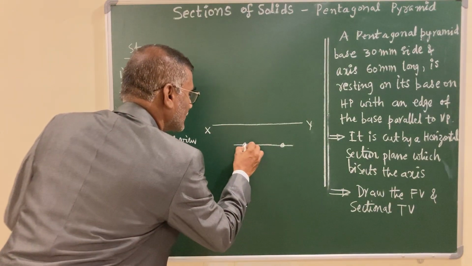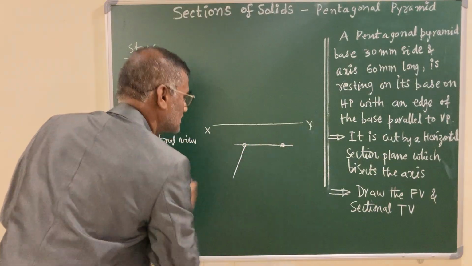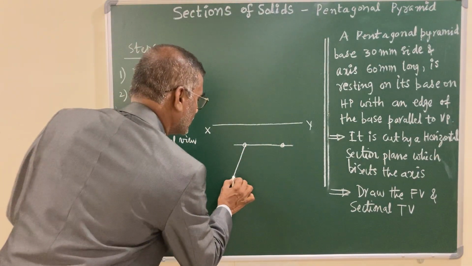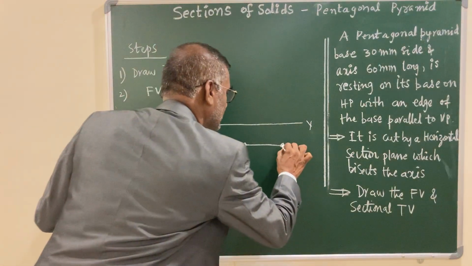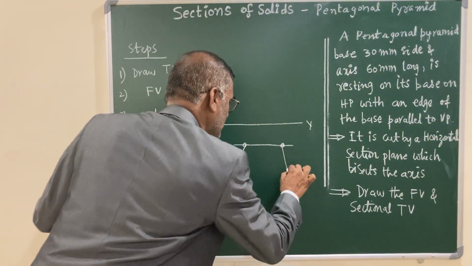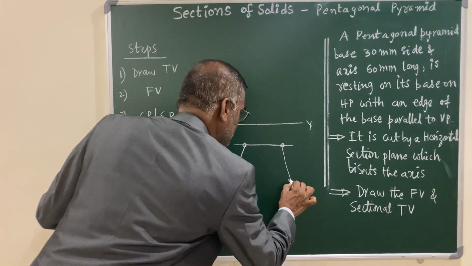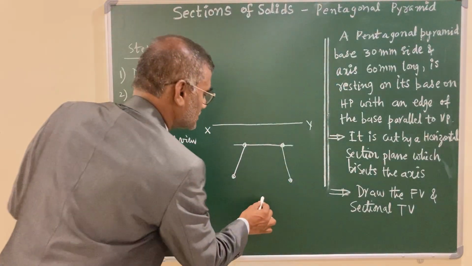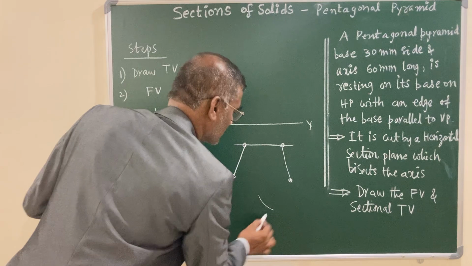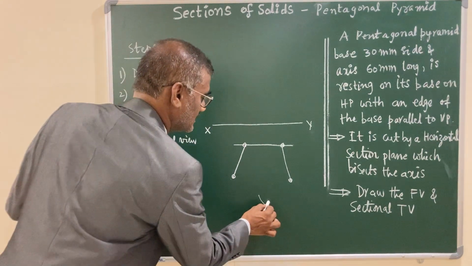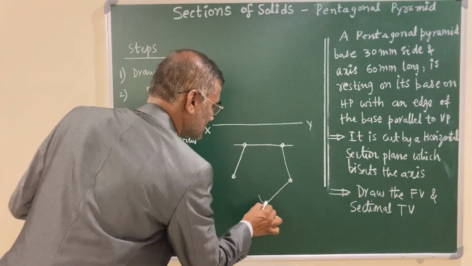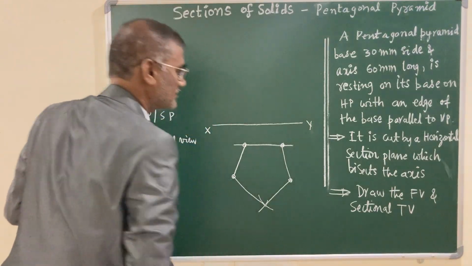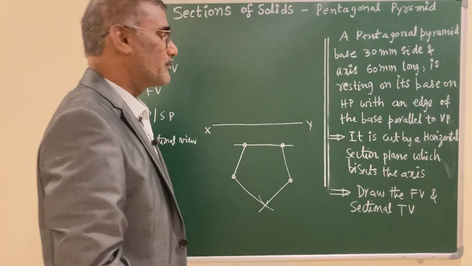Draw a line of length equal to 30 mm. Look at this point. And here also, measure the outer angle, that is 72. Look at this point, 30 mm side. With this as center, radius equal to 30 mm, draw a circular arc, and with the other point as center, intersect it. Complete the pentagon, that is your top view.